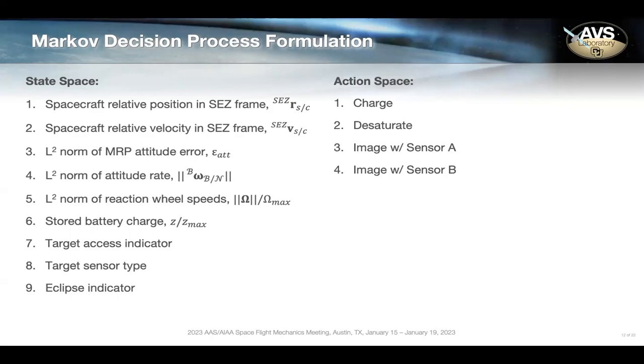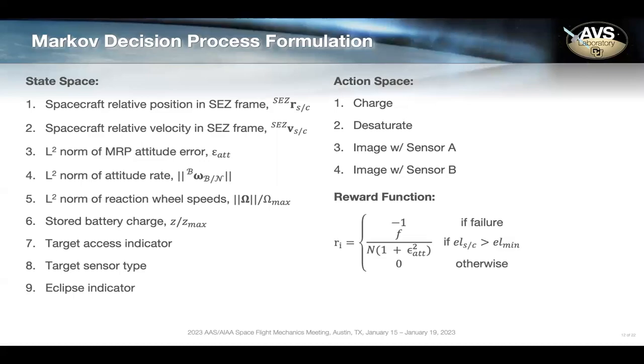The action space is quite simple. We only have 4 discrete actions. We have a charging mode where the spacecraft points its solar panels at the sun to charge the battery. We have a desaturation mode where we use thrusters to remove momentum from the reaction wheels. And then we have 2 imaging modes that correspond with each of the sensors. And as I had stated on the previous slide, we're operating in 3-minute decision-making intervals. So each of these modes lasts for 3 minutes.